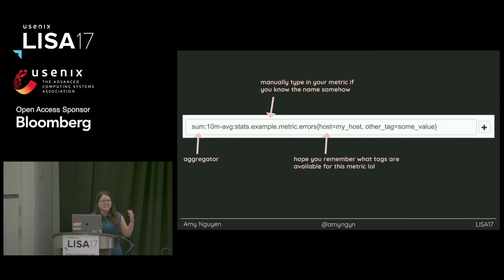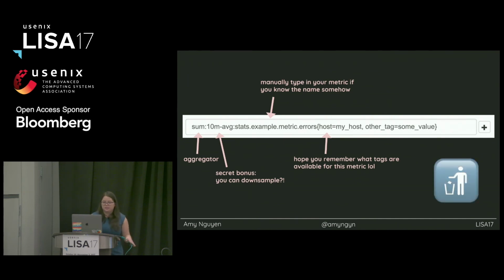And then you're like, oh yeah, I have tags. What are the tag keys? What are the values for those keys? You have to think so hard about all of this stuff just to type this out. And then bonus, you can downsample. You don't have to, but a lot of people didn't even realize you could. So there's all these secret features that you didn't even know existed in this magical syntax that we were parsing out. And so all this is garbage.